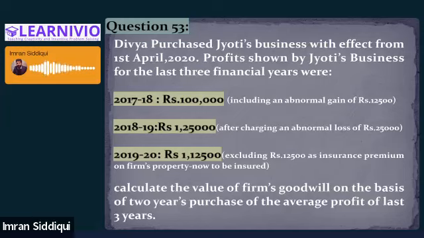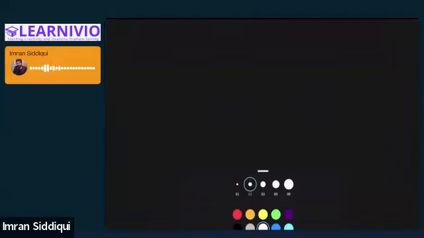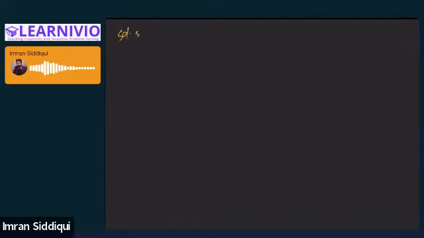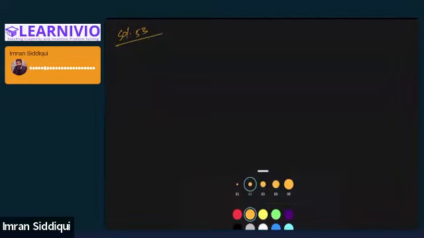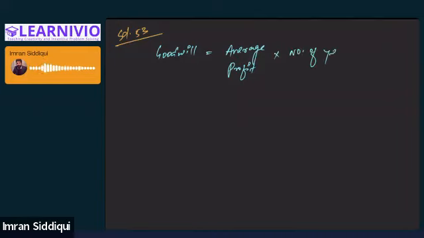All right, so let me show you how we will solve this question. Though it's easy, I think you can try this question on your own as well, but still I'll be solving this question for you and then I'll give you the other question to try. Question number 53. So first of all, to find out the value of the goodwill, we'll apply the formula: goodwill of the firm equals average profit of the firm into number of years' purchase.